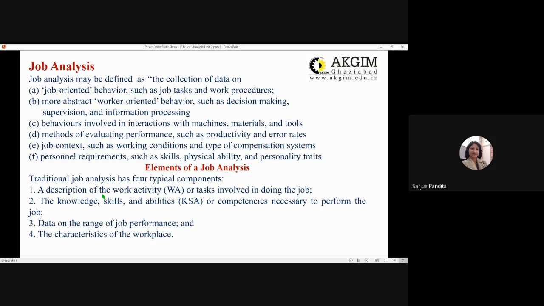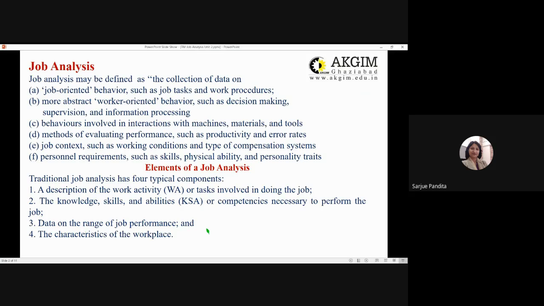So the description of every task, which involves work activity, has to be a component of the job analysis. Then the knowledge, skills, and abilities or competencies necessary to perform the job. Every task, which is the unit of a job, has its own requirements of knowledge, skills, and abilities which are required to be possessed by the employee for performing that particular task.